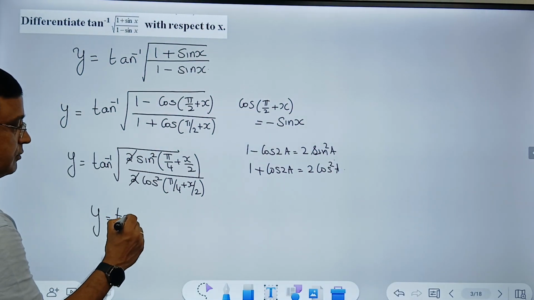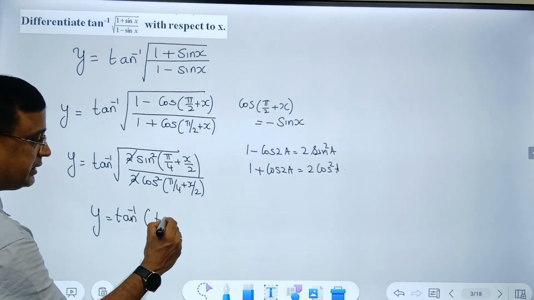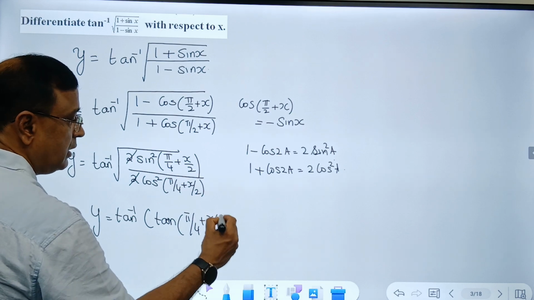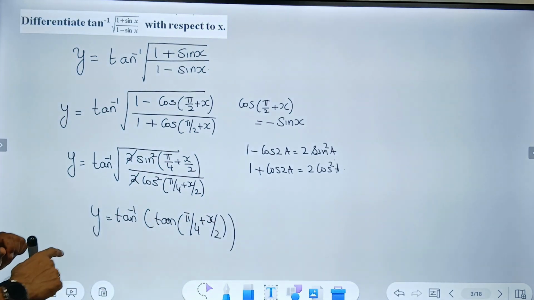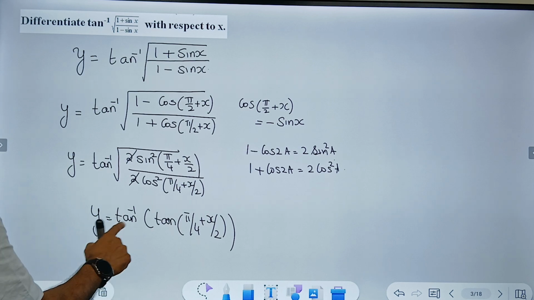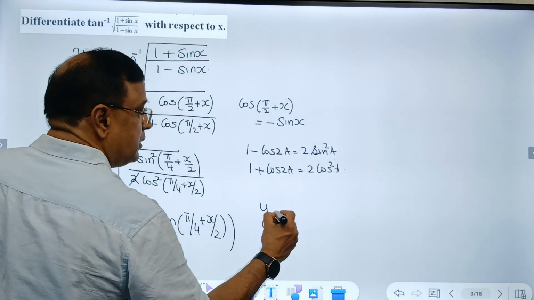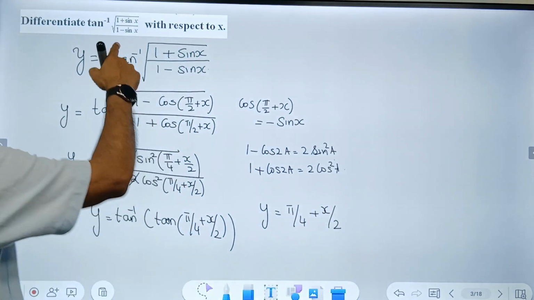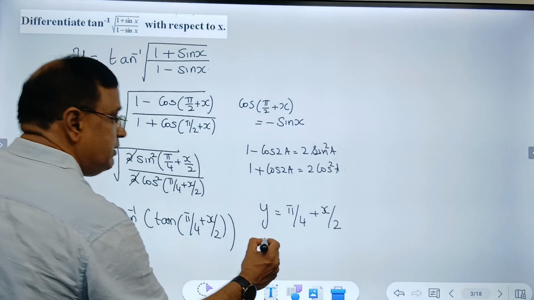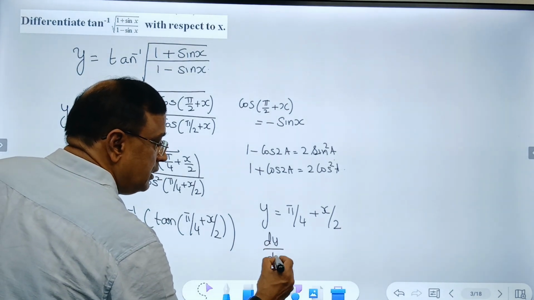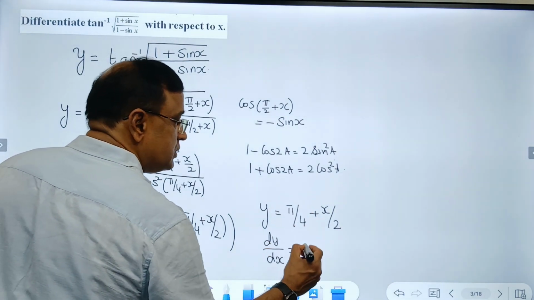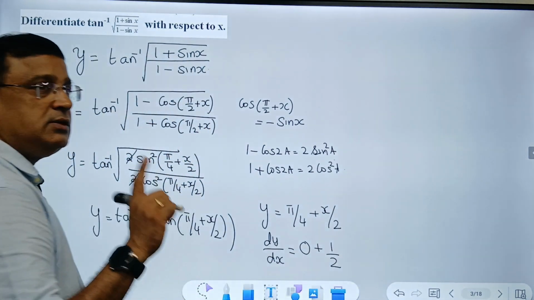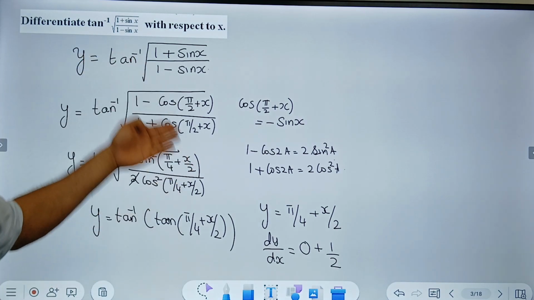So this will become tan inverse of, can I say this is tan of pi by 4 plus x by 2? I'm removing the square root. Why? Sin square by cos square is tan square. Root of tan square is tan. What is tan inverse of tan of pi by 4 plus x by 2? It is pi by 4 plus x by 2. So I have reduced this to the simplest form. Now what is dy by dx? Differentiation of pi by 4, pi by 4 is a constant, so it is 0. Differentiation of x by 2, 1 by 2 is a constant. Differentiation of x is 1. So very simple, just application of trigonometry.